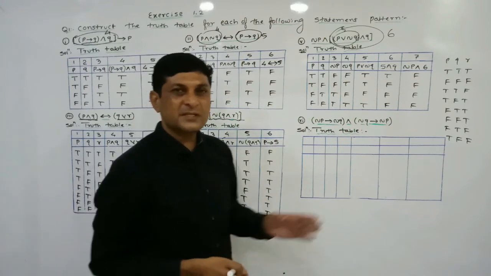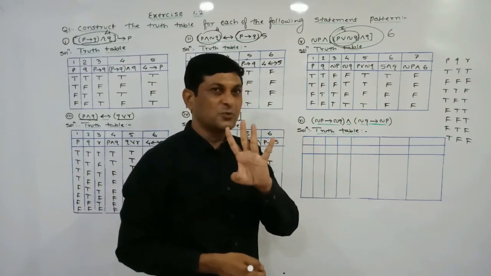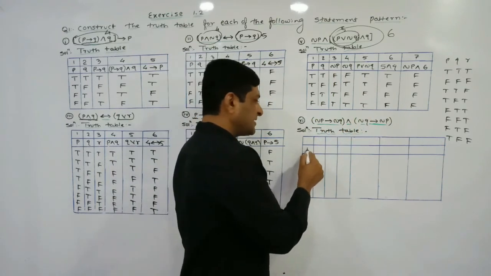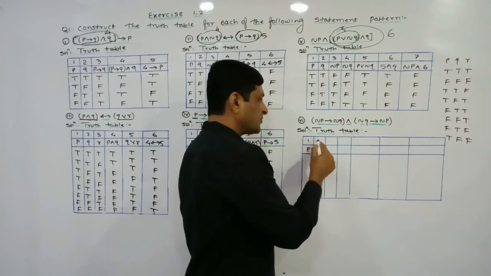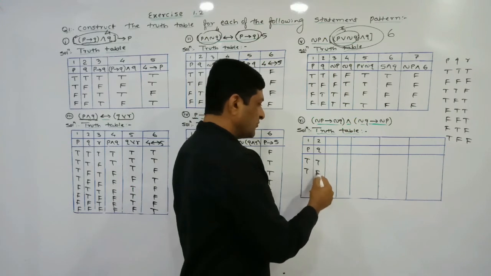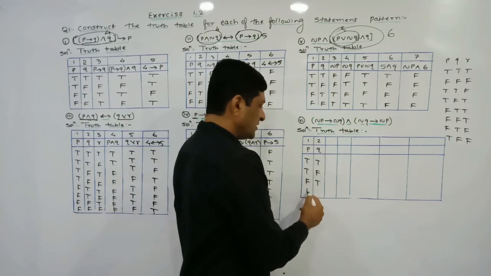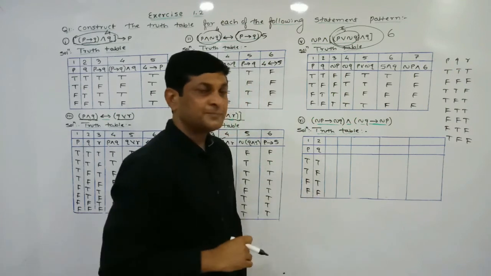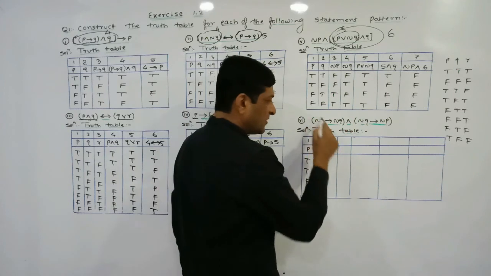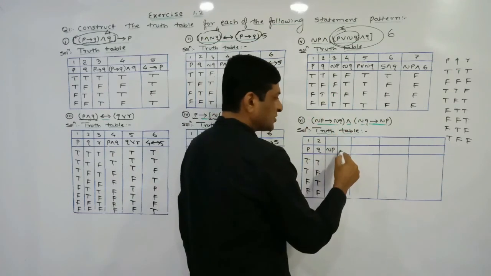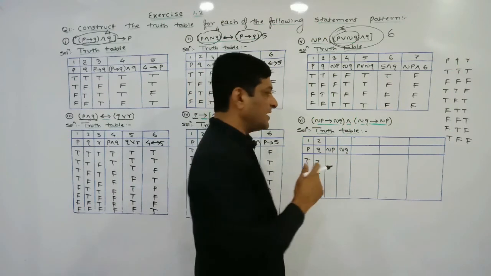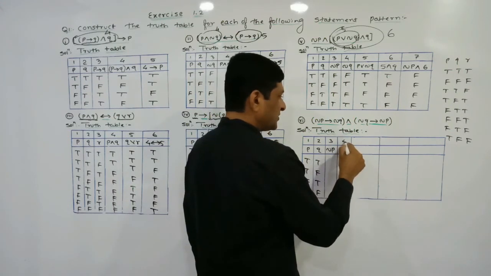Now let us try to solve example number 6. In example number 6 also we can observe that two letters are there, P and Q. Since two letters are there, means two statements are under consideration, so we will get 4 possibilities of truth value: true true, true false, false true, false false, isn't it? Now if you observe this statement, we will require the truth value of negation P and negation Q also. So first we are trying to find out the truth value of negation P and negation Q. So denote this column by 3 and 4.